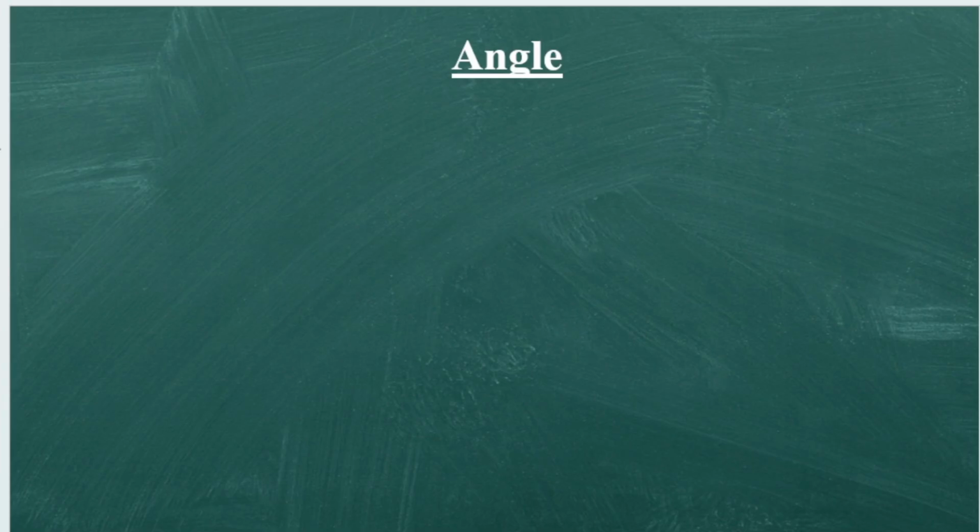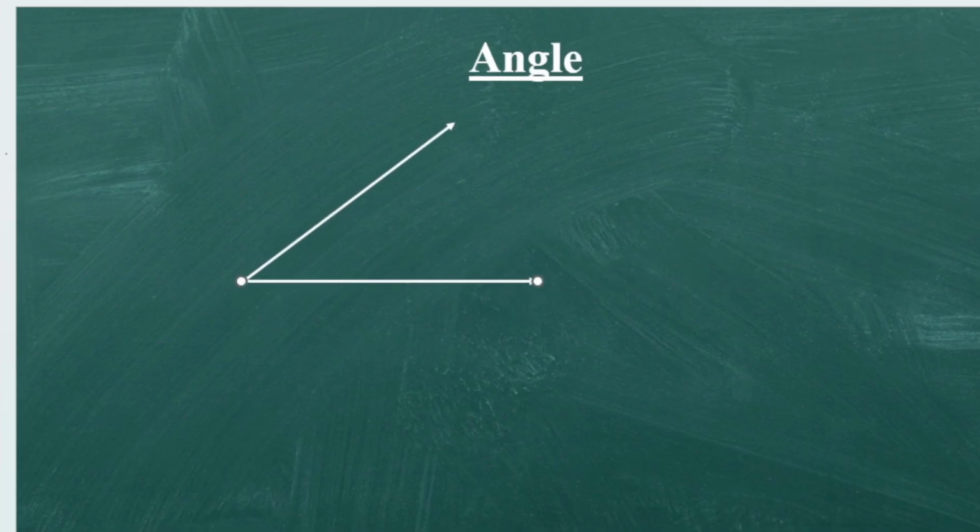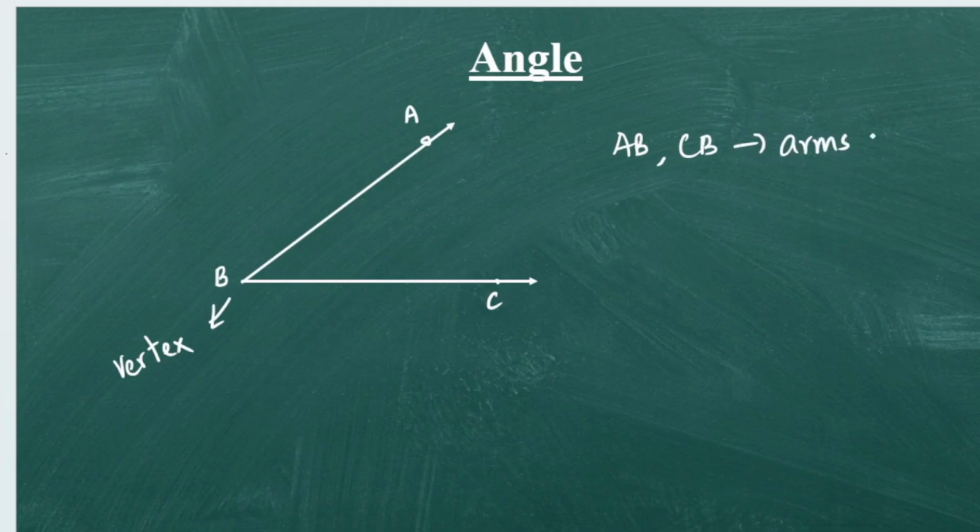Angle. What is an angle? An angle is formed when two rays or two lines meet at a common point. One ray and then the second ray, and the moment they meet at a common endpoint, we get this angle. This angle has a name, so I can name it angle ABC. This B is called the vertex of the angle, and AB and CB are called the arms of the angle. So how many arms does an angle have? Always two arms and one vertex.